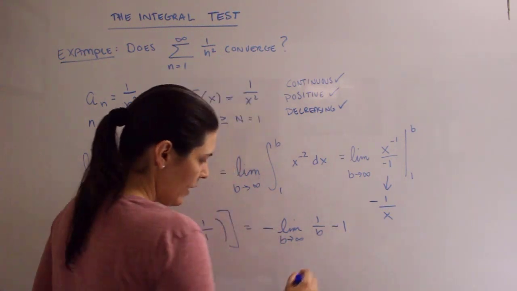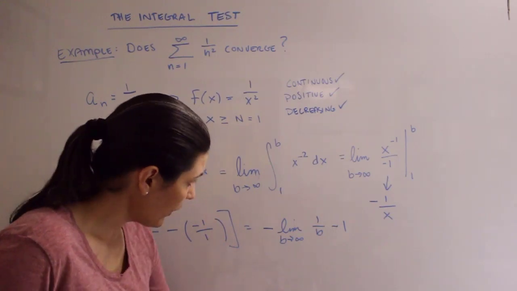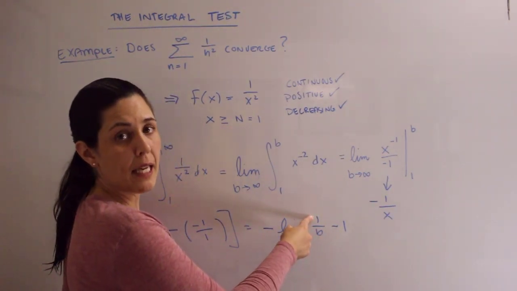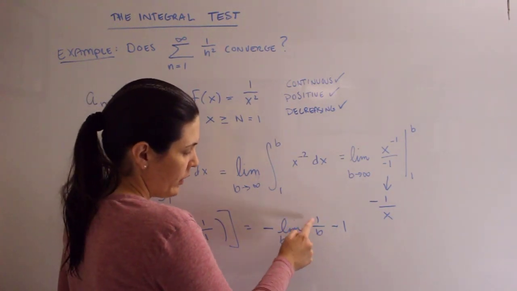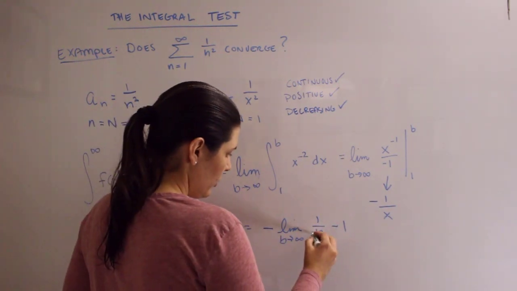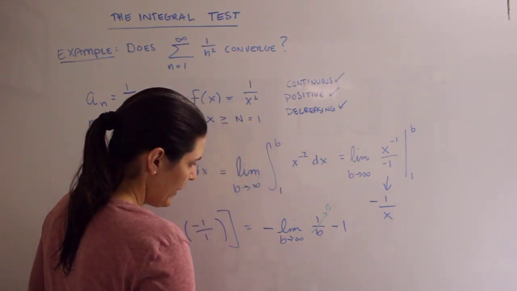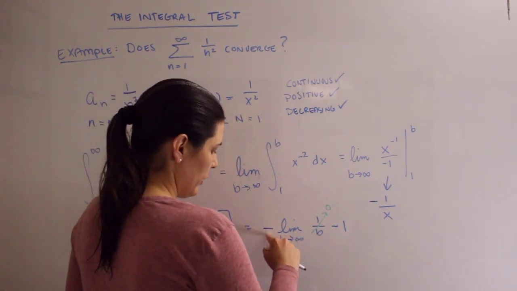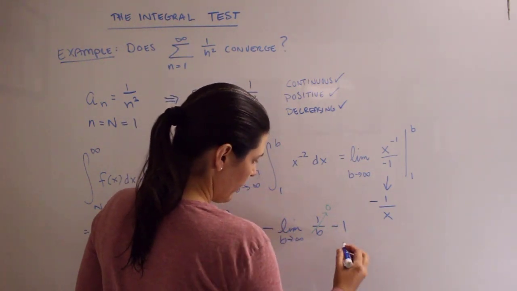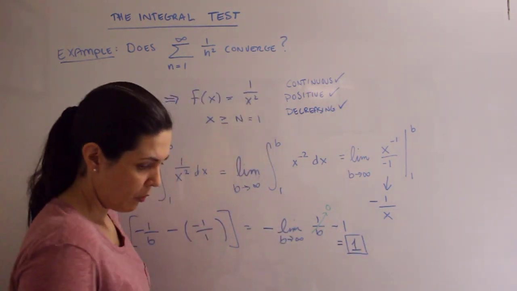Now we know how this behaves. Think back to when you plug in a very large number at the bottom of a fraction: the top stays the same while the bottom grows. This is like 1 out of a huge number, which is basically nothing. So this term approaches 0. Let's bring that negative back in, and this is just positive 1.